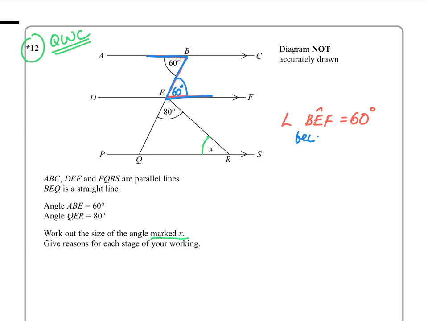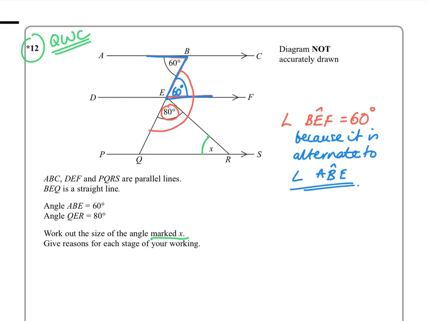So we can say because it is alternate to angle ABE. So if we know that was 60, then we really do know this one because we've got 80 and 60 and we've got angles on a straight line. So 80 and 60 are 140, so this angle here is 40. I think we need to make sure that we write enough information, because when we get from the 40 here, then look, we can use alternate angles again, and therefore x is the same.